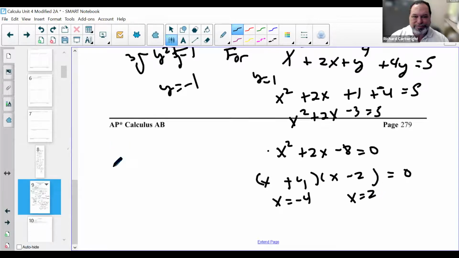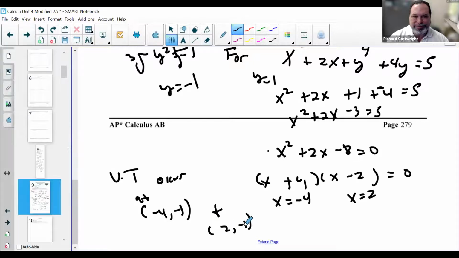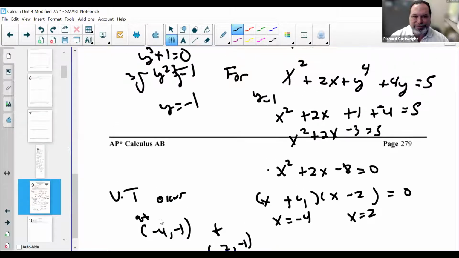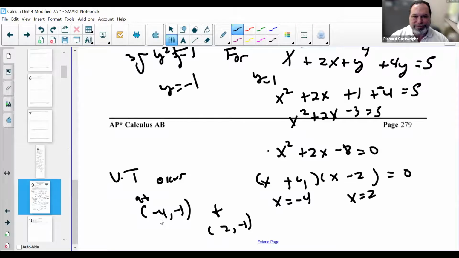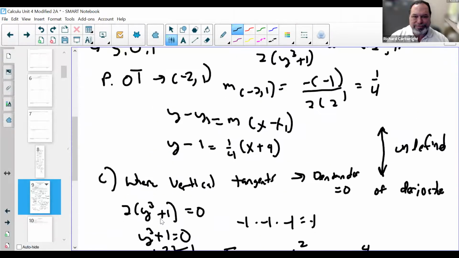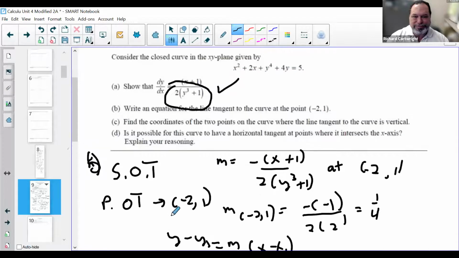So those are two ordered pairs. So it happens, vertical tangents occur at negative 4, negative 1, and 2, negative 1. That's a good problem. I'm glad she wanted to see it again, because it's very probable you're going to have to do stuff like that. This implicit stuff is going to definitely be on your AP exam. Okay, so that was CD.